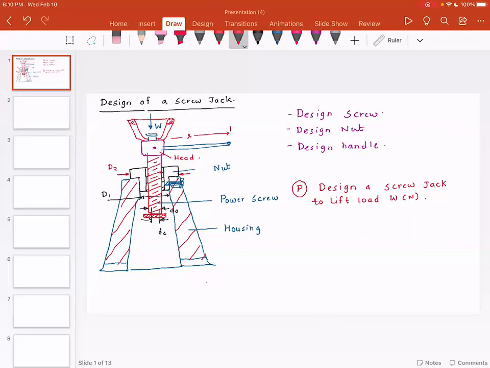So either they will give us the material, or we can select the material depending upon the application. And clearly, we would be referring to the design data book to find out different material properties. So we are going to start step by step.